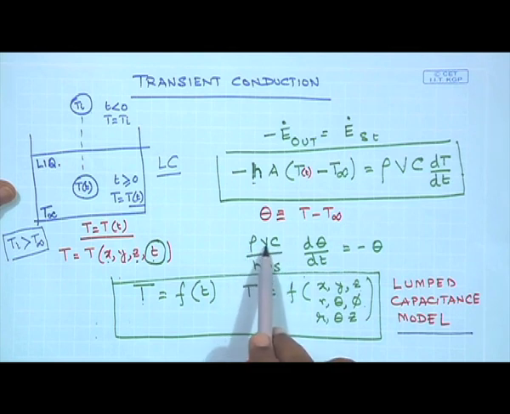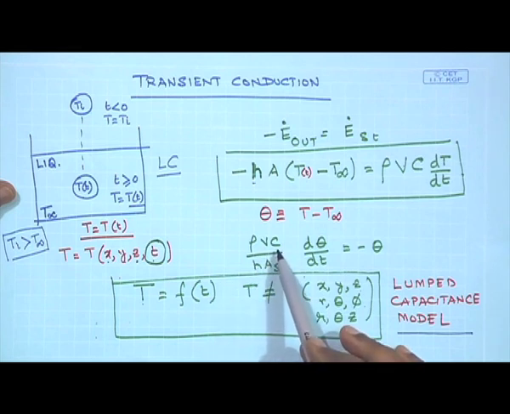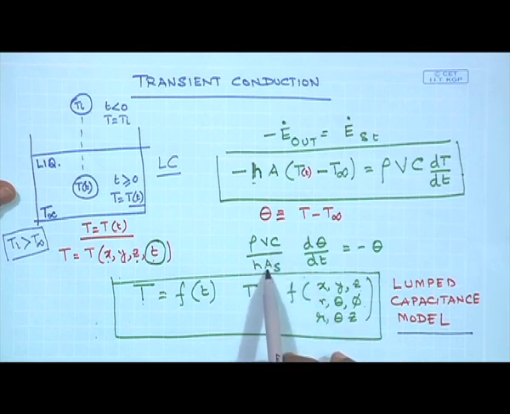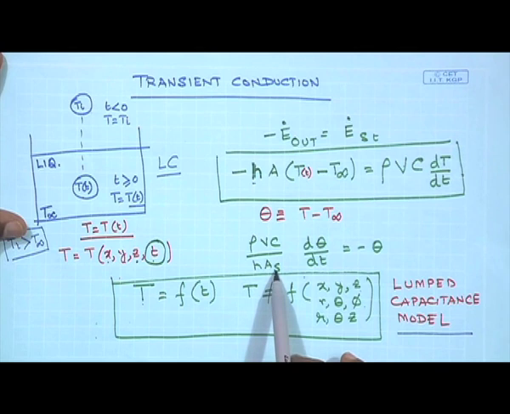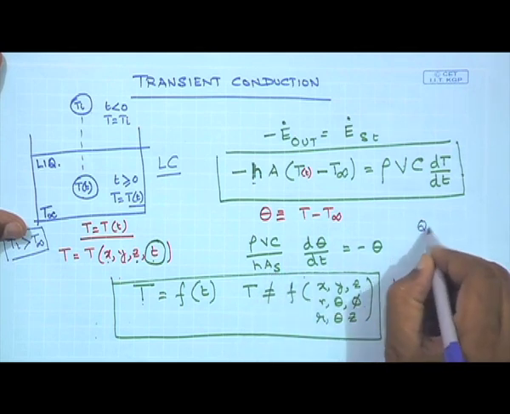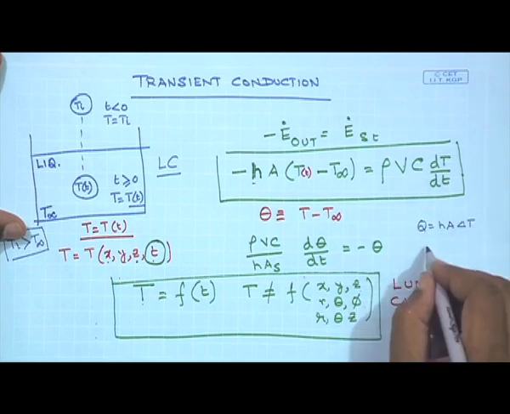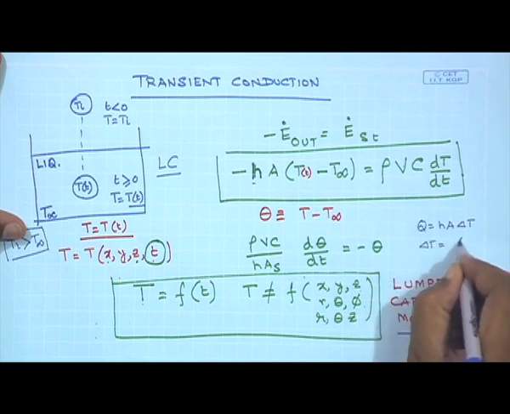Now, if you see this rho V C, it is some sort of a thermal capacity of the system. Rho times V is mass, mass times heat capacity. So, this is the thermal capacity of the solid in terms of the energy that it can store, whereas 1 by h A s is the resistance, because from Newton's law we know that Q is equal to h A times delta T, and therefore, delta T is equal to Q by h A.